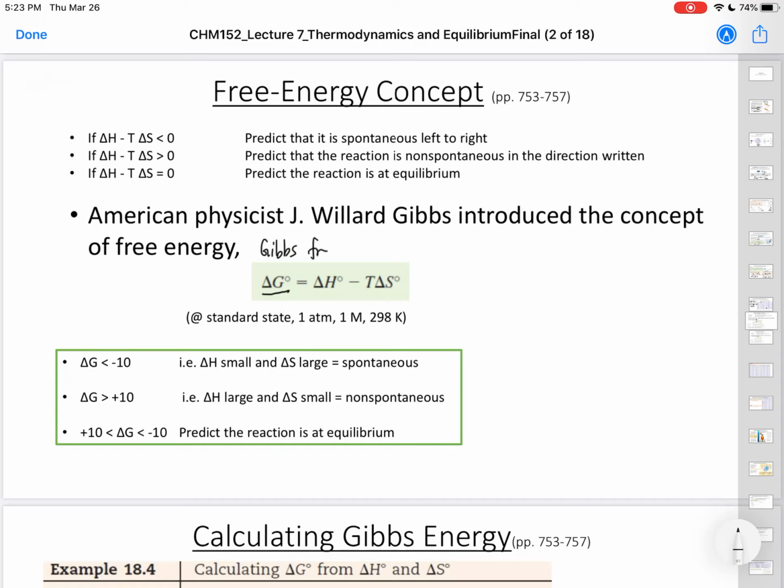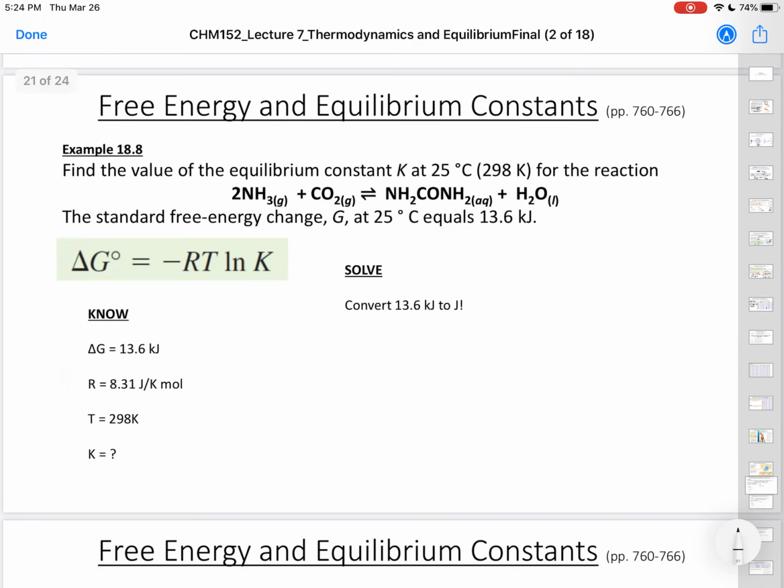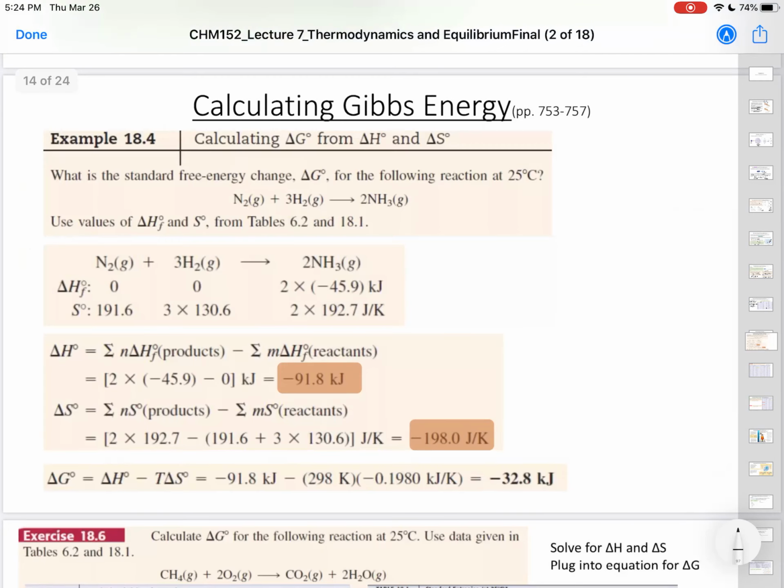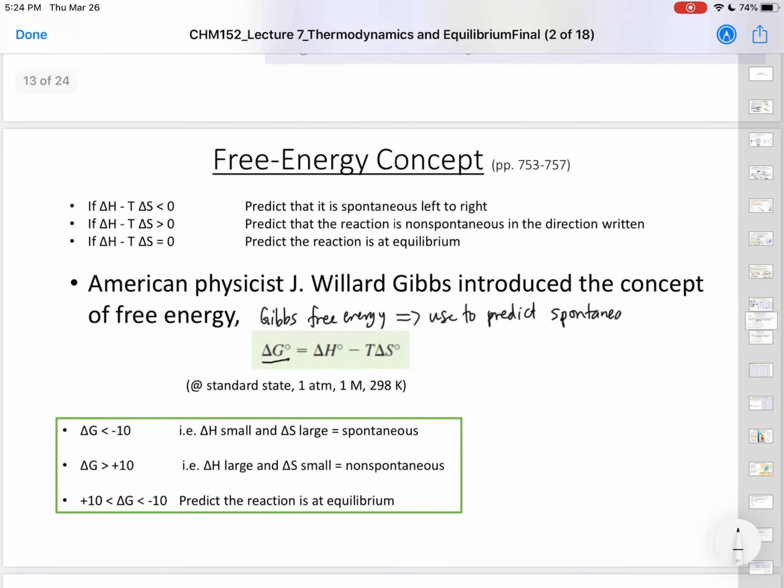All right, so this is called Gibbs free energy. Okay, and we will often use it to predict spontaneity or non-spontaneity.